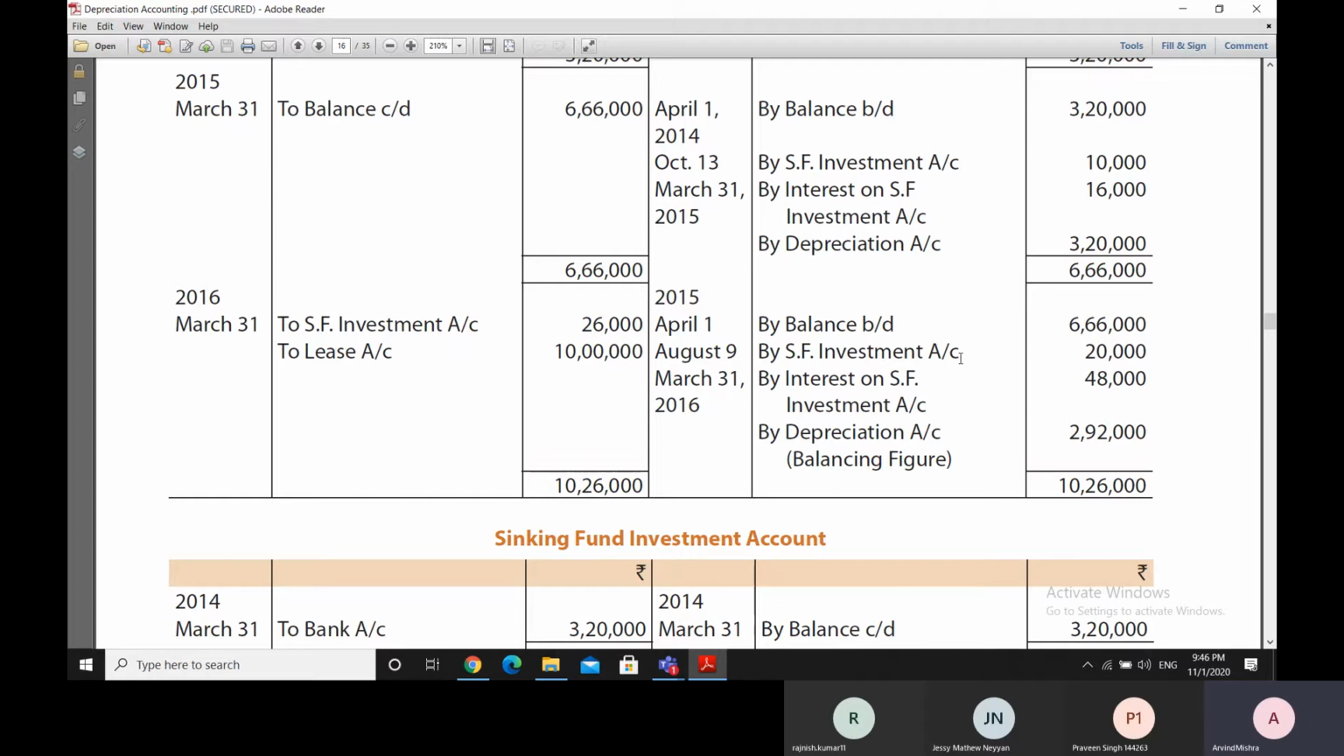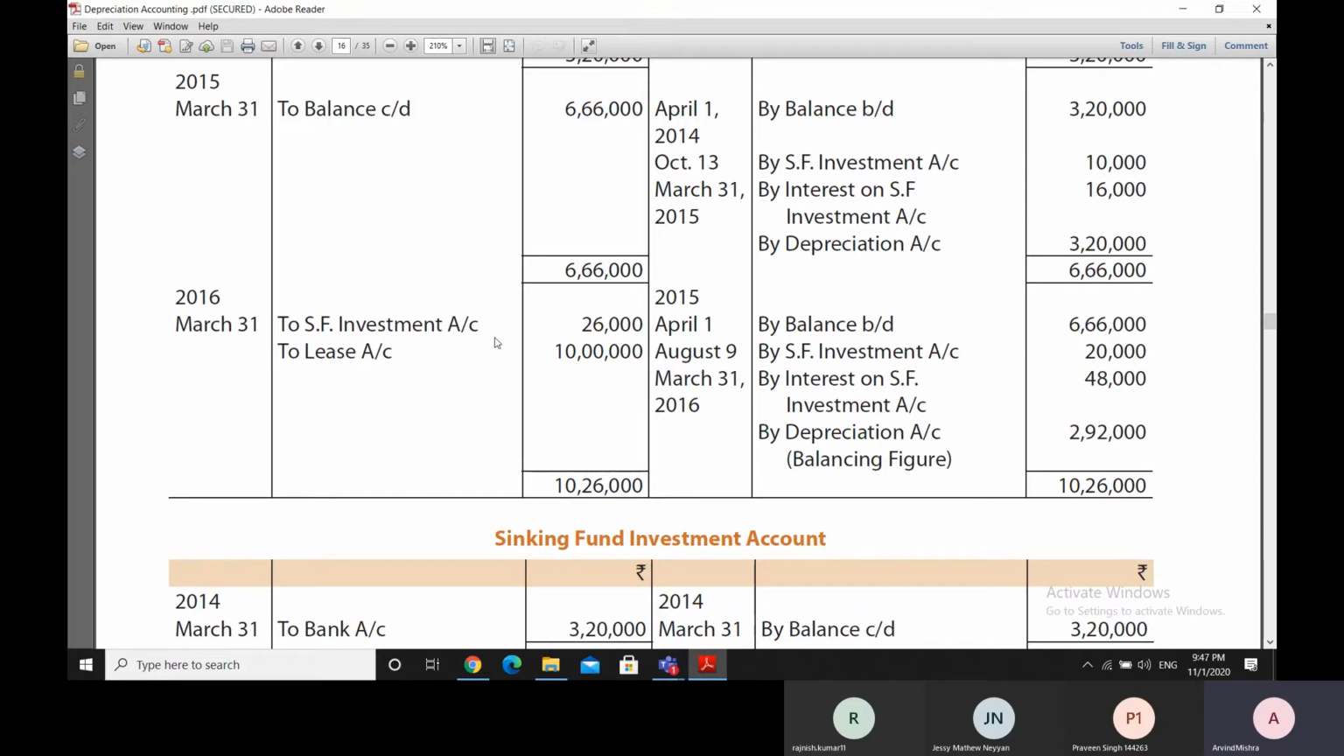Thereafter, an interest which was earned, and it is now in the sinking fund investment account, is being transferred to the sinking fund account of 48,000 rupees by crediting the sinking fund account for 48,000 rupees and debiting the interest on the sinking fund investment account, because right now the interest on sinking fund account stood credited with 48,000 rupees. We close the interest on sinking fund investment account by debiting it for 48,000 rupees, and in turn we are crediting the sinking fund account for 48,000 rupees.